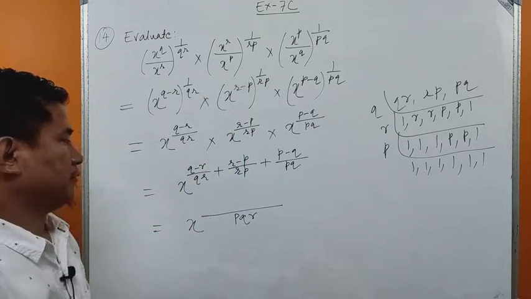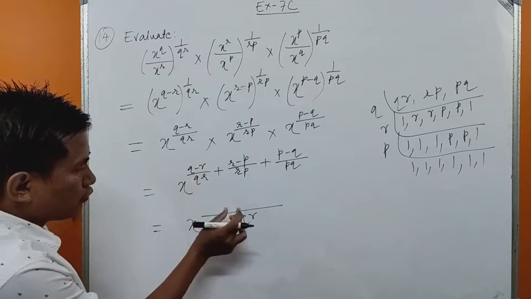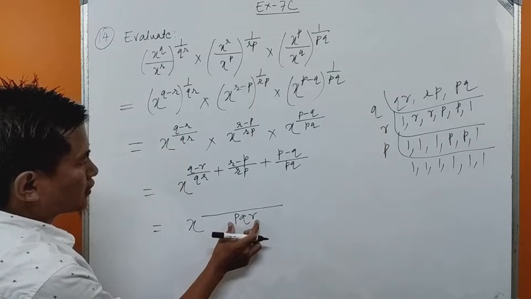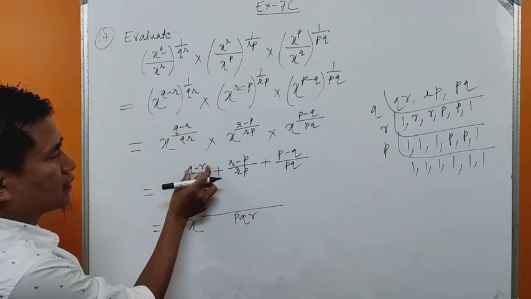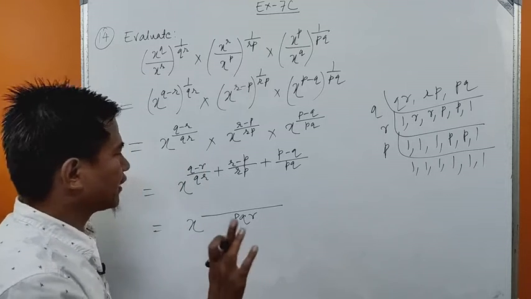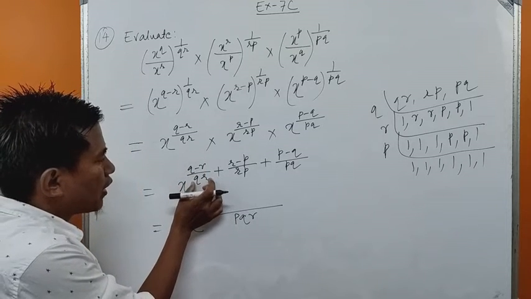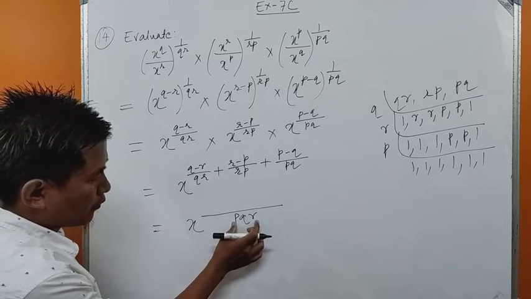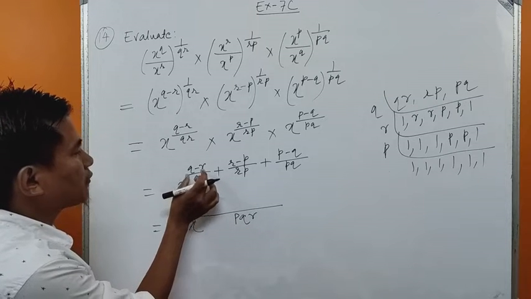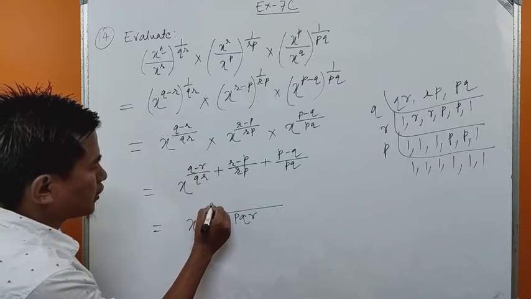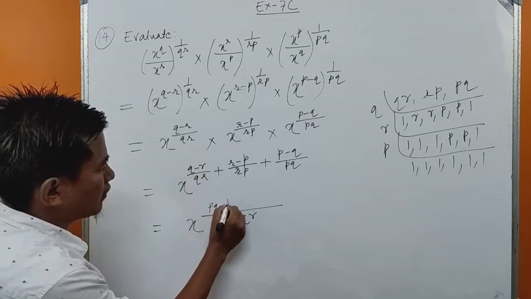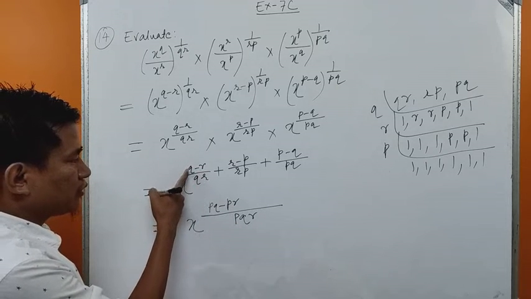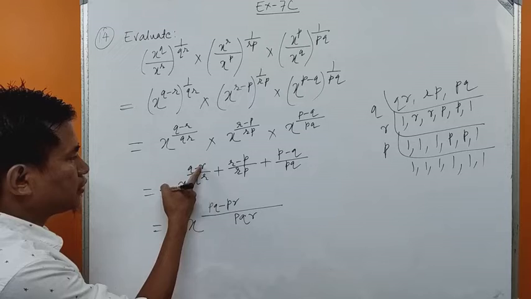LCM will be pqr. So qr into which number is pqr? qr into p is pqr. So that is p into q minus r. In another way, you can think of it like this also: qr means you don't have p here, because we have pqr. We don't have p here, so p into q minus r, that is pq minus pr. qr into p is pqr, so p into q is pq, minus p into r is pr.